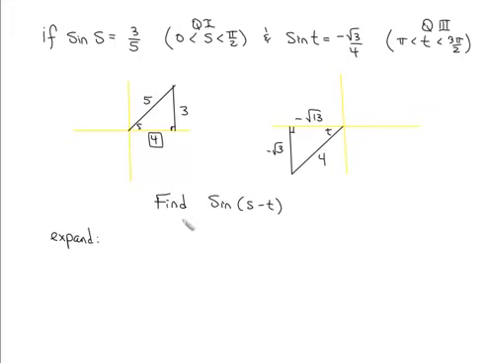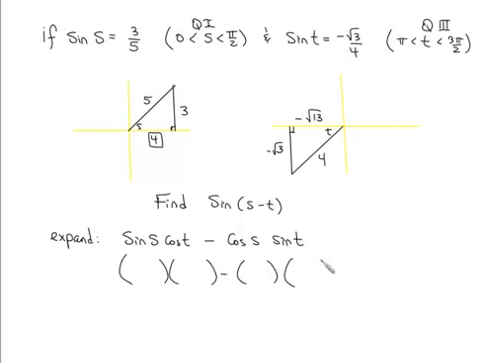And so we know that sine of s minus t is really sine of s cosine of t minus cosine of s sine of t. And these values, although they are not coming from the unit circle values that we know, they are going to come from our two pictures. And so sine of s we know is opposite over hypotenuse in the s picture, 3 over 5. Cosine of t is adjacent over hypotenuse, so negative radical 13 over 4 from the t picture.